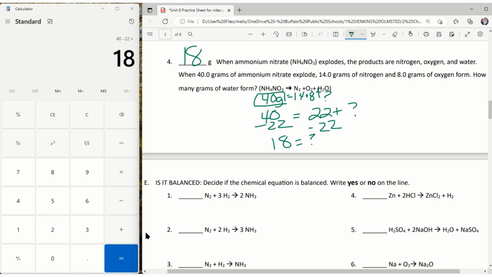So again, the important thing you need to know for conservation of mass is that the mass of the reactants equals the mass of the products. So you're going to have a question where you're missing either one reactant or one product, and you're just going to solve a simple algebraic expression. And that's it.